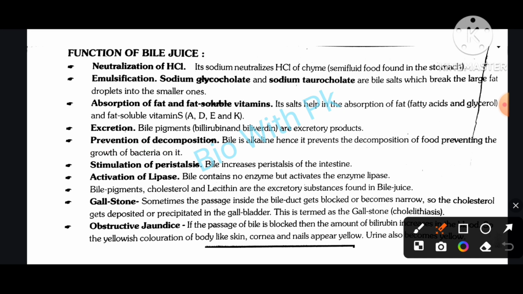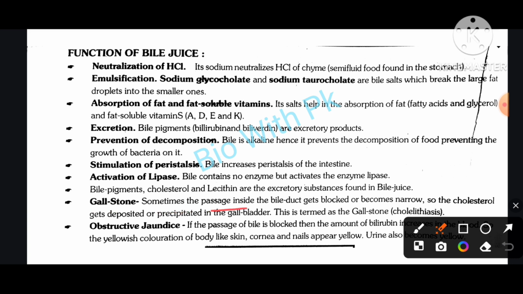Prevention of decomposition. Bile is alkaline, hence it prevents the decomposition of food by preventing the growth of bacteria on it. Stimulation of peristalsis. Bile increases peristalsis of the intestine. Activation of lipase. Bile contains no enzyme but activates the enzyme lipase. Bile pigments, cholesterol, and lecithin are the excretory substances found in bile juice.